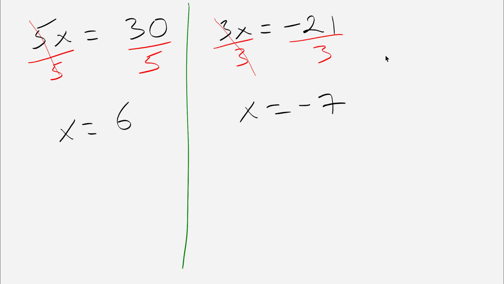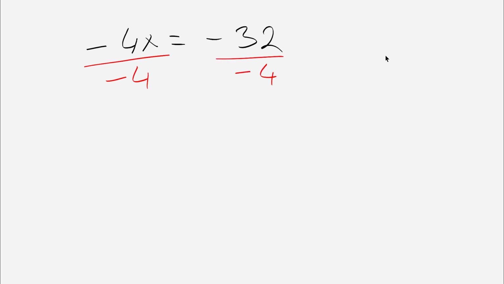Let's have a look at one more example for you. So let's say I have minus 4x equals minus 32. Same again, I want to go from minus 4x to x, so I'm going to divide by minus 4. If I divide the left-hand side by minus 4, I have to divide the right-hand side by minus 4. So therefore, minus 4x divided by minus 4 is x equals, and minus 32 divided by minus 4 is 8. That's a plus 8, because remember, minus by minus is a plus.